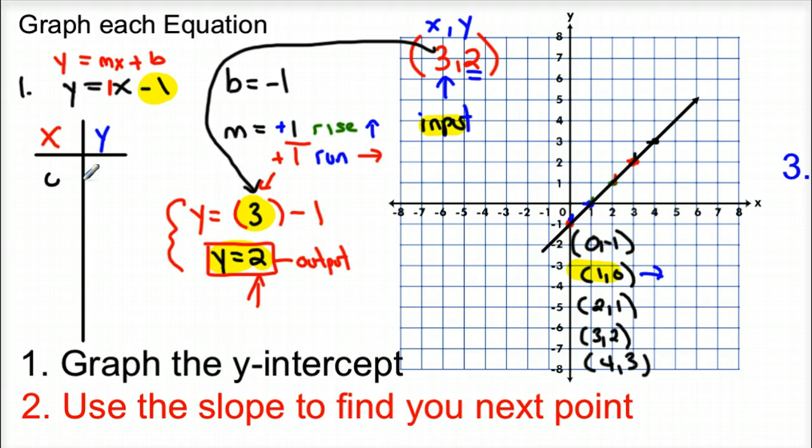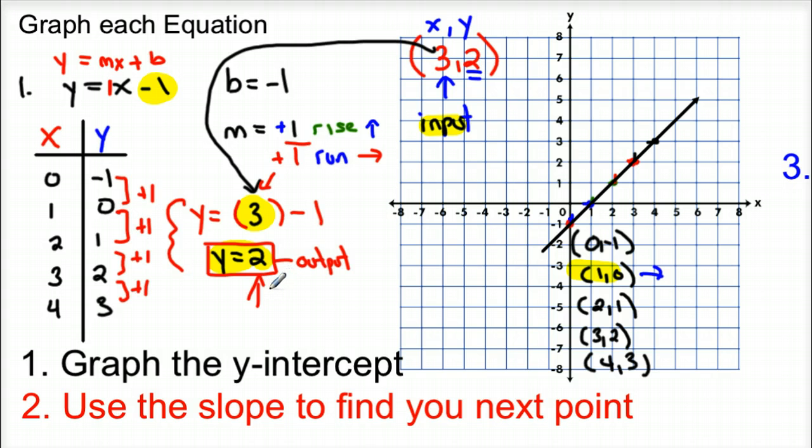So when x is 0, y is negative 1. When x is 1, y is 0. When x is 2, y is 1. When x is 3, y is 2, and so on. And if you notice the pattern here, this is always increasing by 1. And it should follow the same pattern all the way through, and that's what makes a linear equation: having no curves to the line, and all your patterns are always equal or always the same.